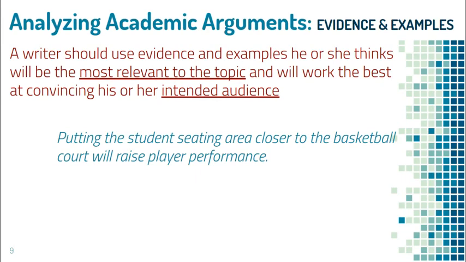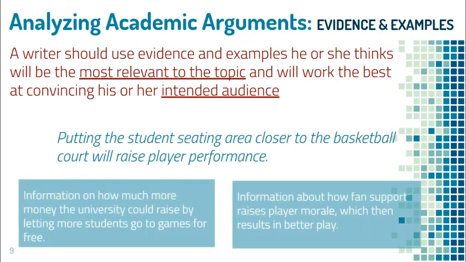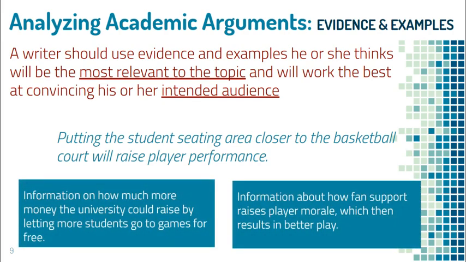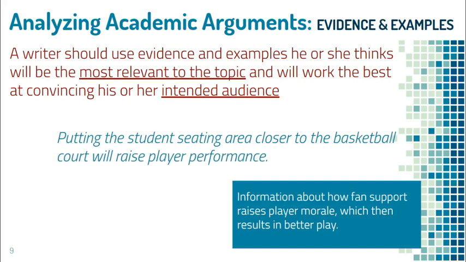A writer should use evidence and examples he or she thinks will be the most relevant to the topic and will work the best at convincing his or her intended audience. If a writer's claim is, putting the student seating area closer to the basketball court will raise player performance, which of the following would be more relevant evidence to support this claim? Which did you choose? If you chose information about how fan support raises player morale, which then results in better play, then you chose the support that is more relevant to the claim.